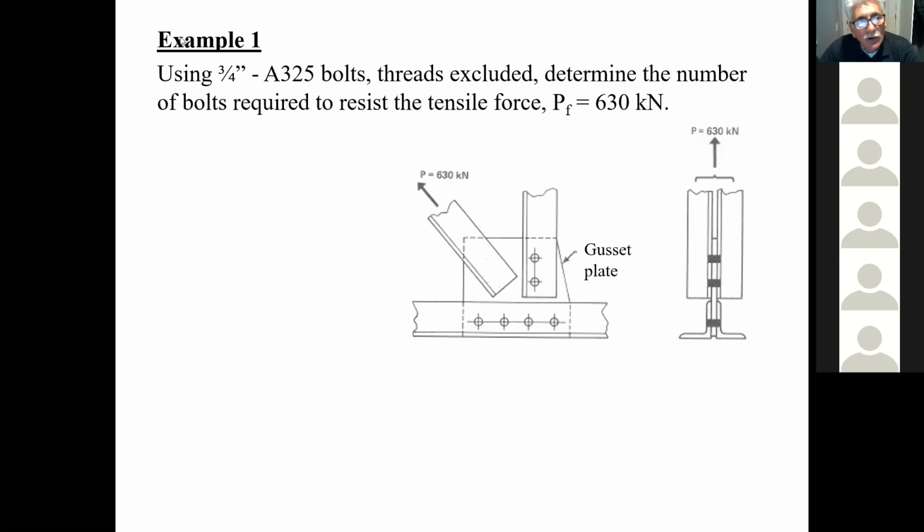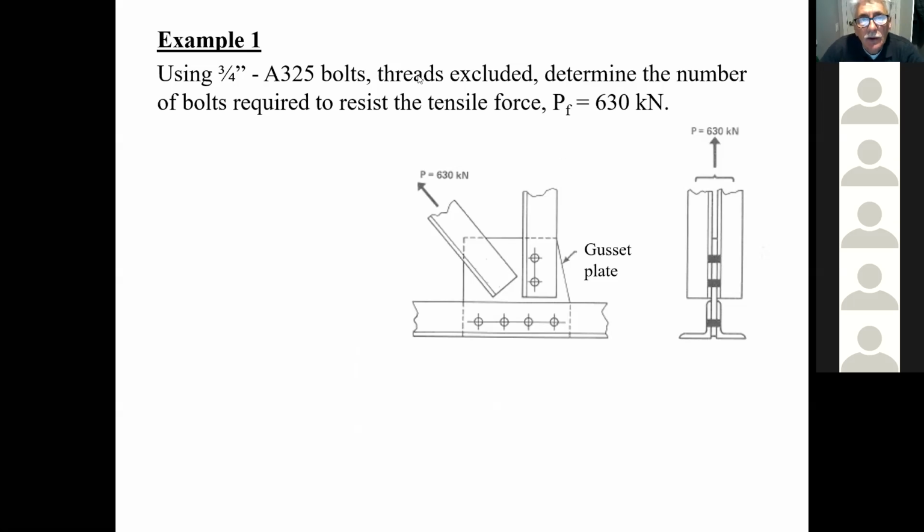So now, we're going to be using 3/4 inch A325 bolts, threads excluded. Remember, guys, you're allowed to design with threads excluded. In other words, you tell the erector or the fabricator, especially the erector, because when you say threads excluded, he's going to make sure that he buys the right bolts, whereby the shank.